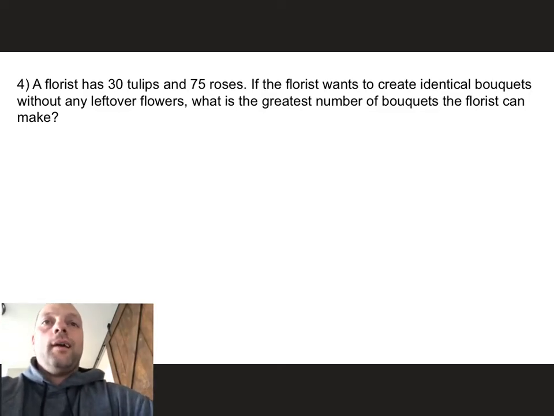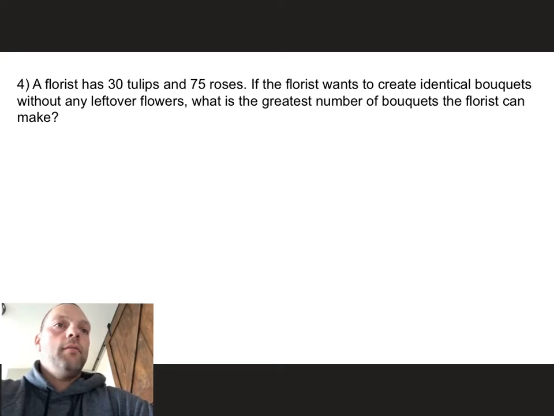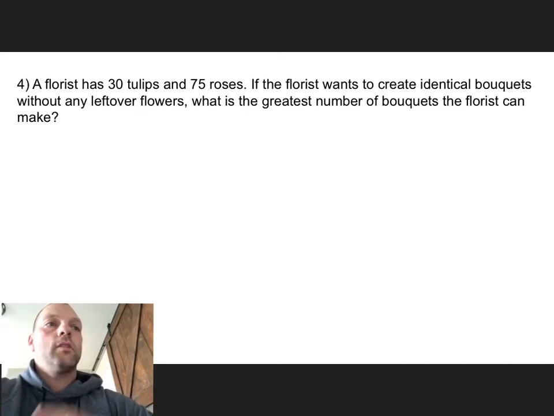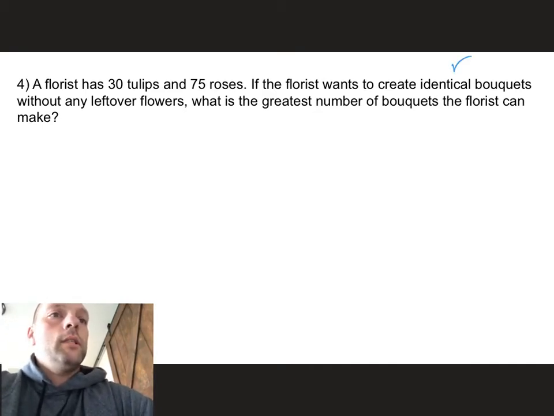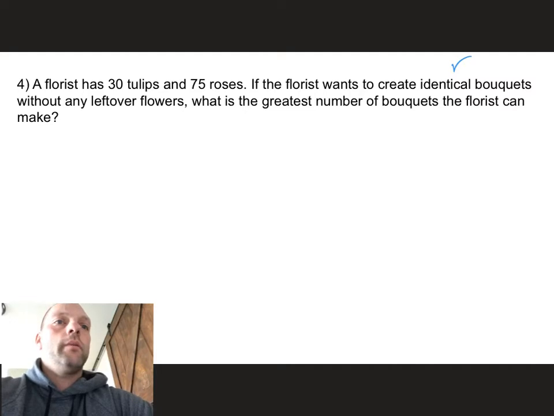All right, taking a look at problem number 4. A florist has 30 tulips and 75 roses. If the florist wants to create individual bouquets with any leftover flowers, what is the greatest number of bouquets the florist can make? All right, so I've read through the problem once.